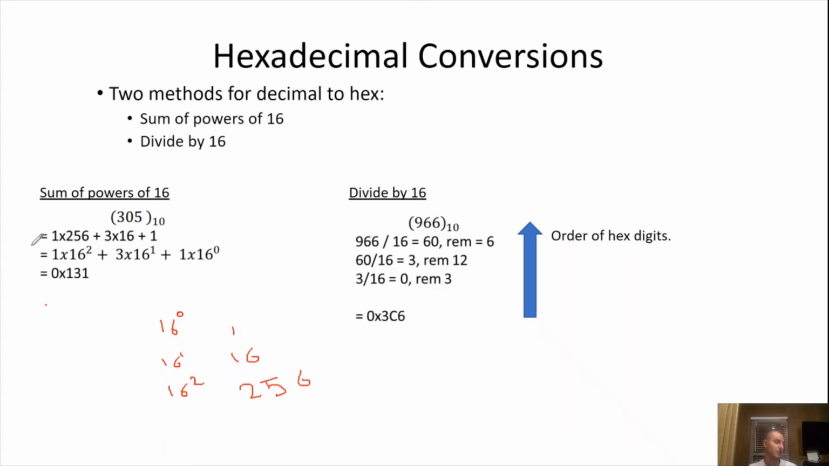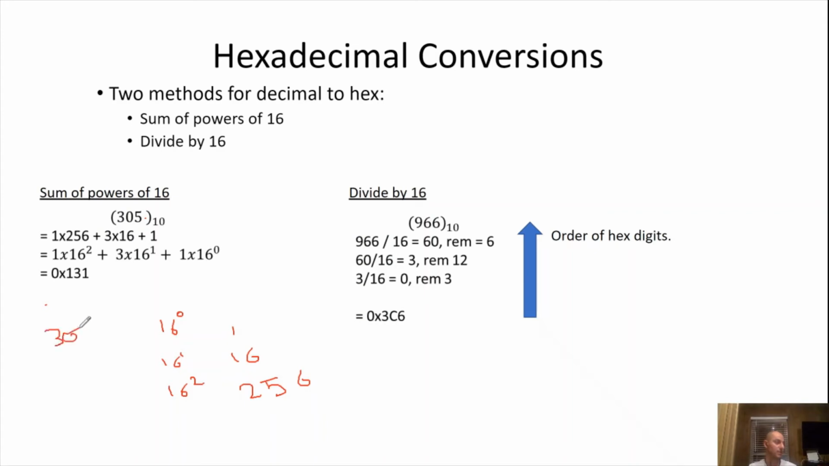So, and that's what we need for this number. So 305, the biggest power of 16 is going to be 256. That is smaller than 305, so we can have one of those. And then if you do the math, basically 305 minus this number, and should I maybe do it?